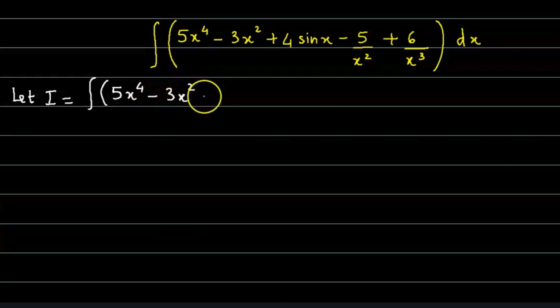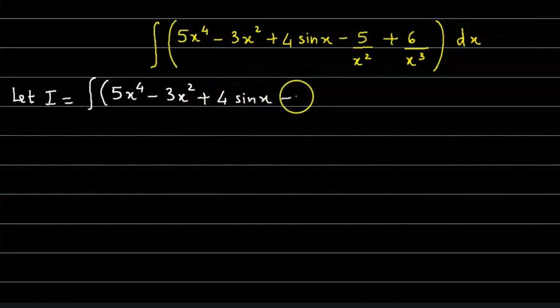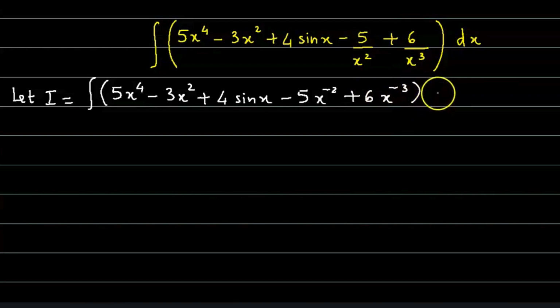times x square plus 4 times sin x minus 5 times, now 1 upon x square could be written as x raised to minus 2, plus 6 times 1 upon x cube can be written as x raised to minus 3, and then we write the dx term. Now we integrate the individual terms.